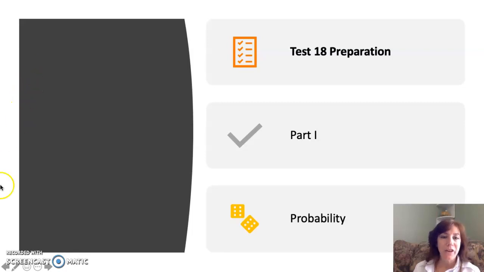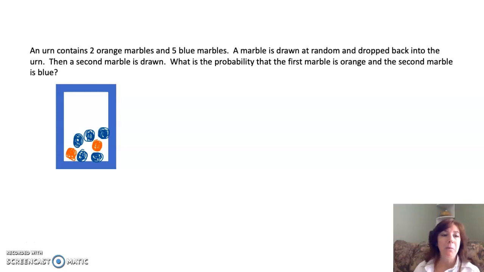You can fast forward through problems you already know how to do, or you can slow down and rewind if you need some more teaching. I hope these will be of help to you. The first type of problem is using an urn and probability with marbles.